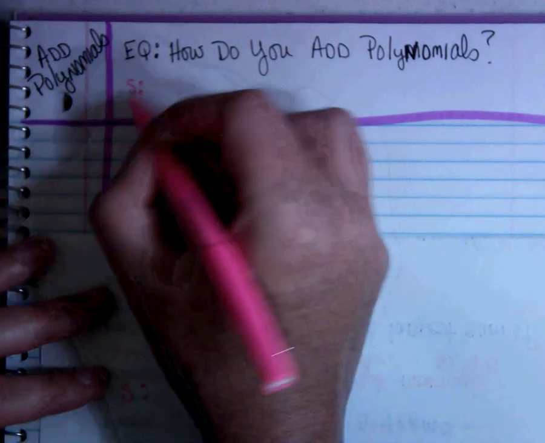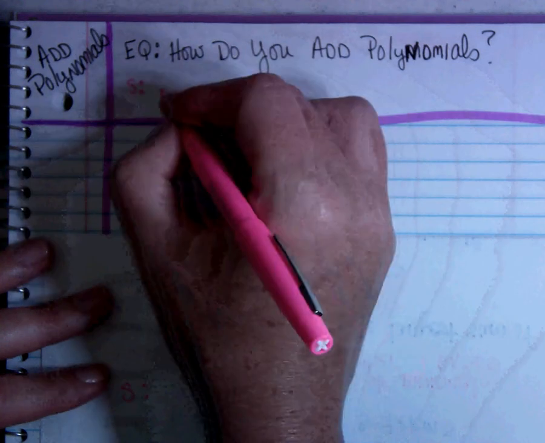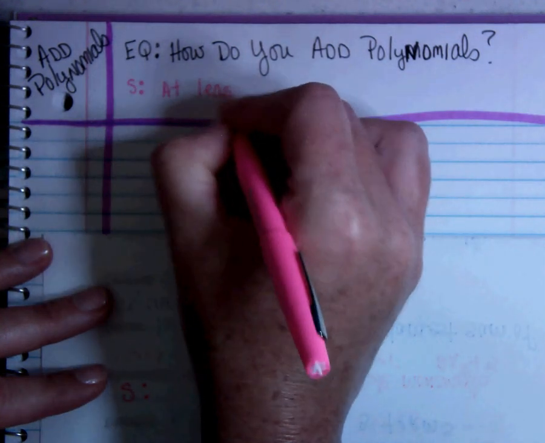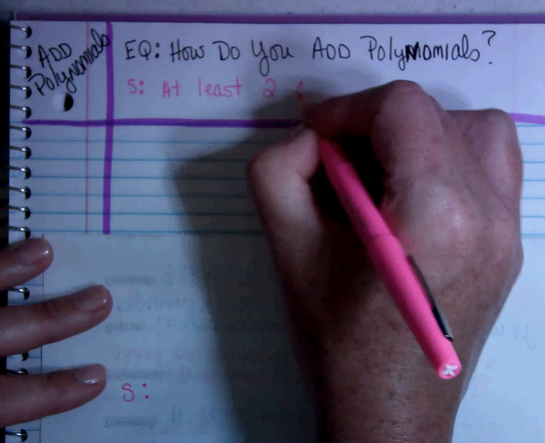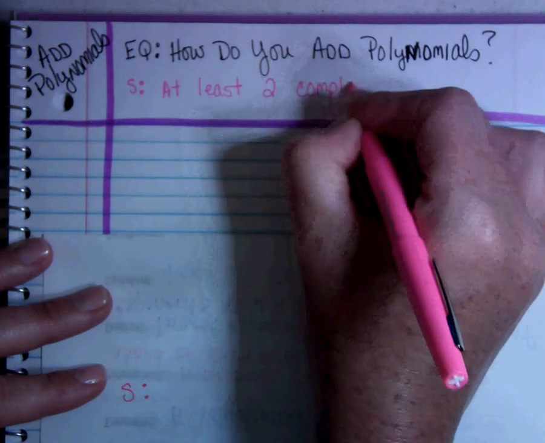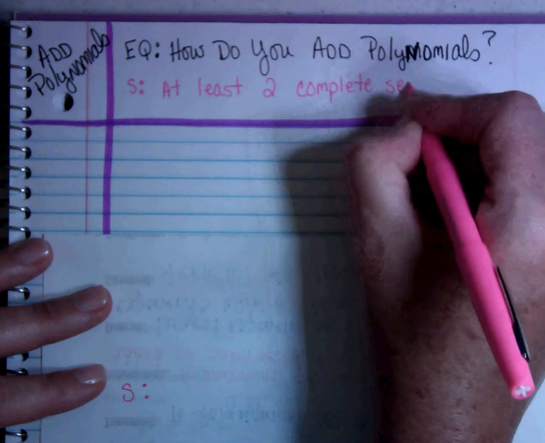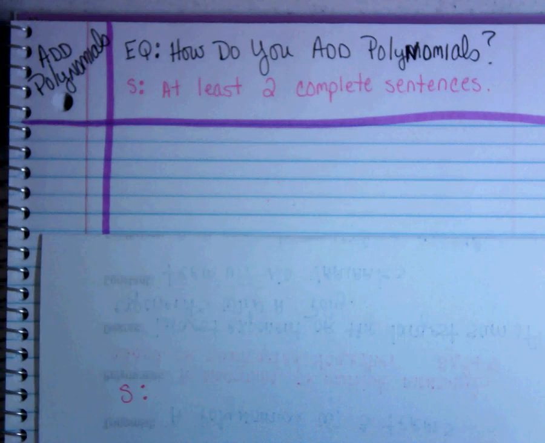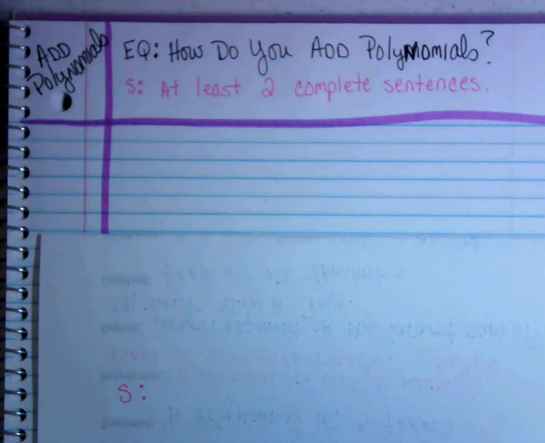And so when you answer your essential question, it must be at least 2 complete sentences. You need to answer that question with at least 2 complete sentences. You should be able to write a lot, talk about like terms, talk about standard form, talk about how you identify like terms, lots of things that you can say for that.